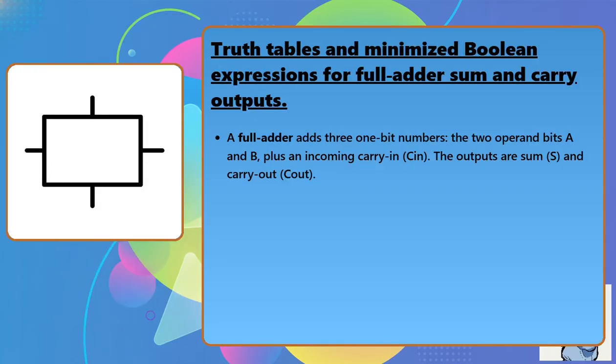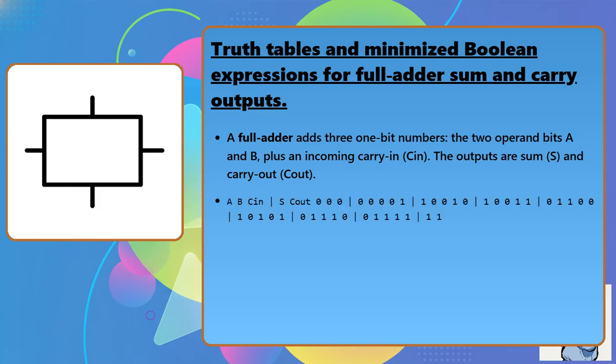A full adder adds three 1-bit numbers: the two operand bits A and B plus an incoming carry Cin. The outputs are sum S and carry out Cout. A B Cin produces S and Cout. 0 0 0 gives 0 0, 0 0 1 gives 1 0, 0 1 0 gives 1 0, 0 1 1 gives 0 1, 1 0 0 gives 1 0, 1 0 1 gives 0 1, 1 1 0 gives 0 1, 1 1 1 gives 1 1.